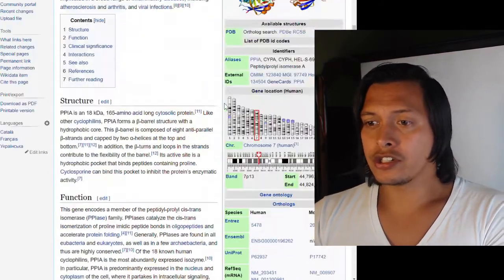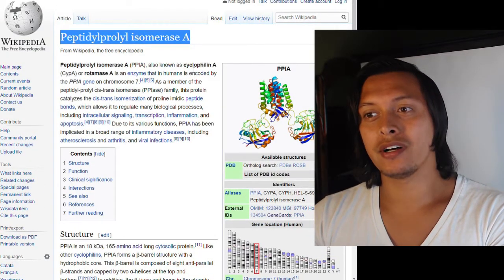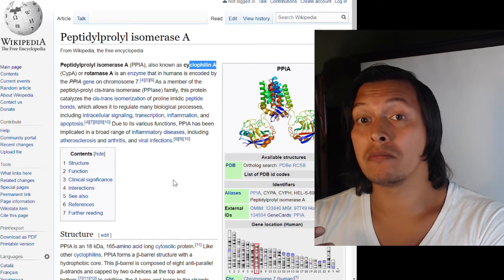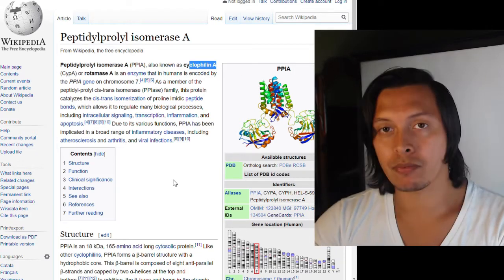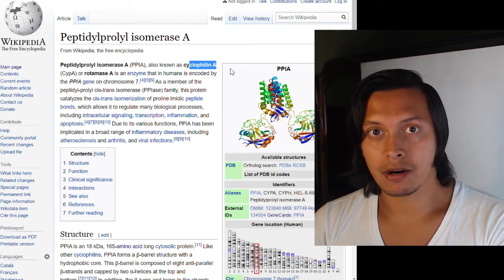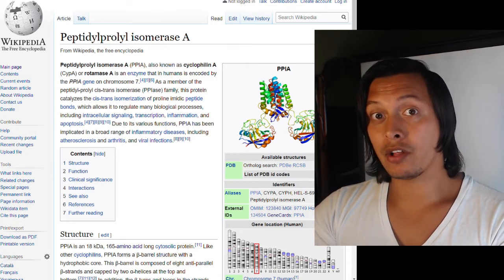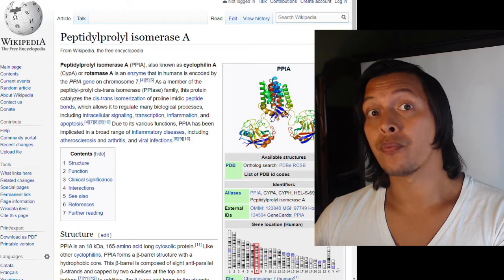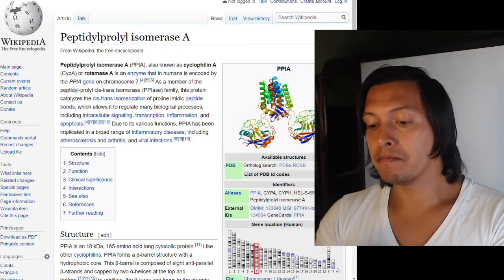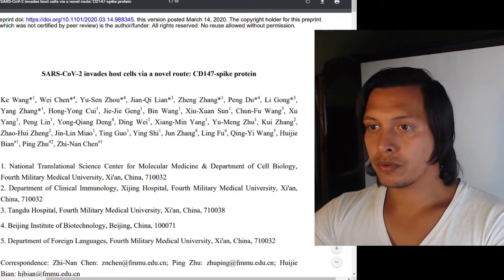So just know that this peptidyl isomerase, or cyclophilin A, one of its jobs is to mitigate or be co-expressed in a pro-inflammatory, pro-oxidative environment. So just keep that in mind, because this becomes relevant, especially when we deal with dexamethasone as a possible means of mitigating SARS-CoV-2 mortality.